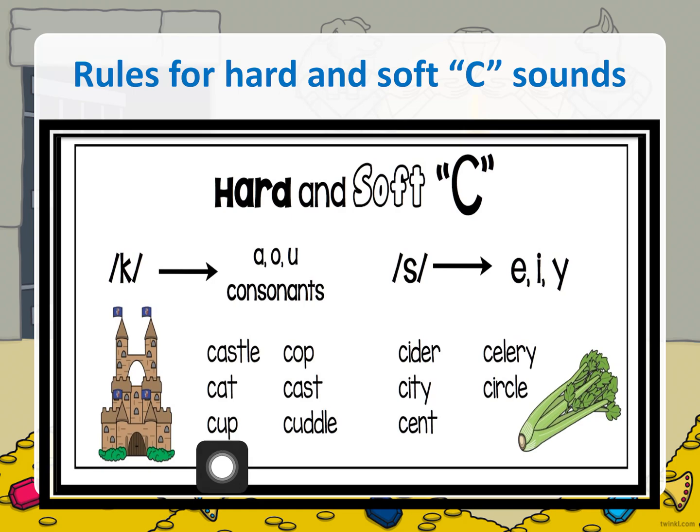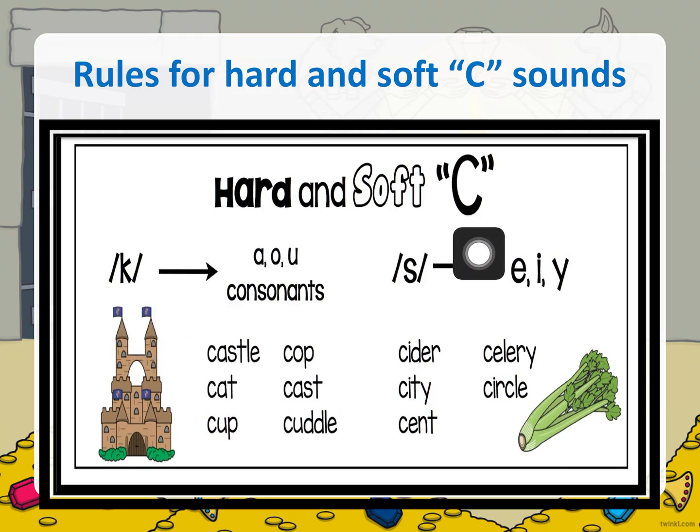What about this word over here? Can you say this one for me? If you said cup, you are correct. That's a hard C sound. Cup. This word over here is cop. And this one over here is cuddle. Okay? And we had A, O, and U coming after these C's, and that's why they turned hard. They became the hard K sound.